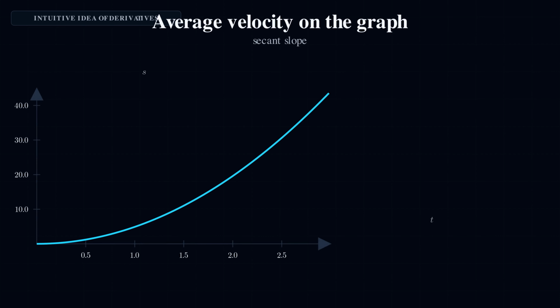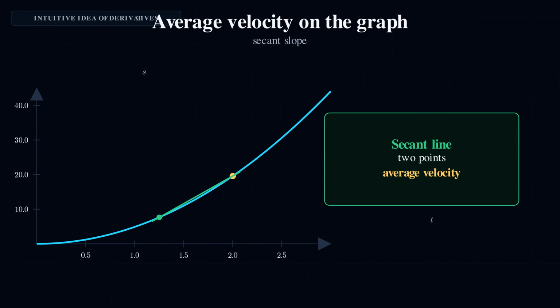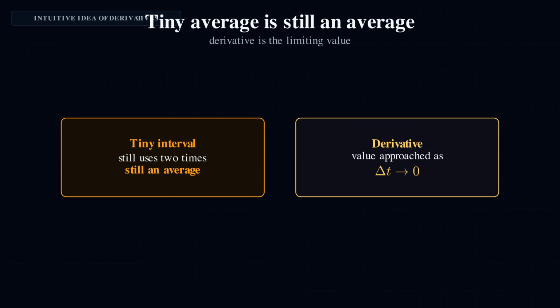On the graph of s = 4.9t², every average velocity is a secant slope. The curve is the distance function. A secant line connects 2 points. Its slope represents average velocity over that interval. Even a very tiny time interval still gives an average velocity.